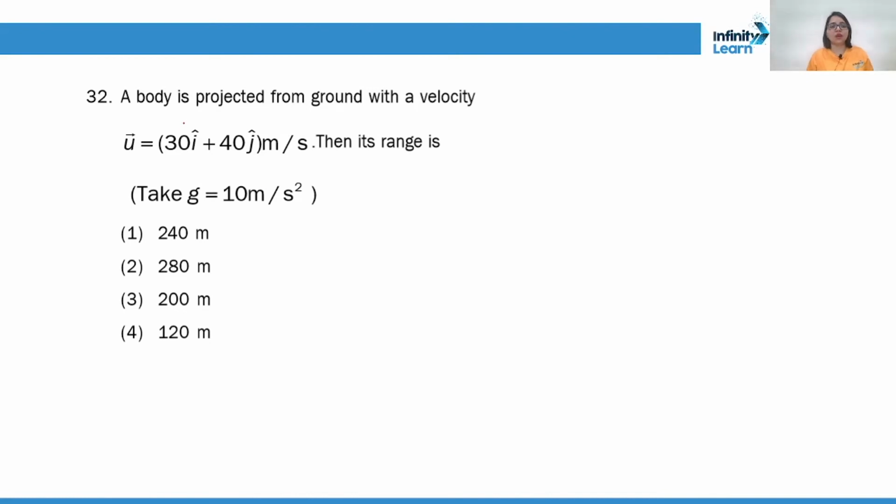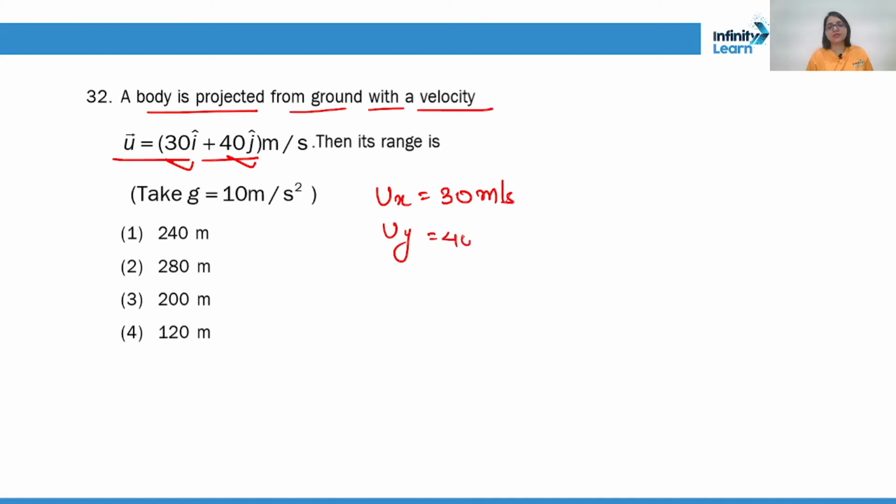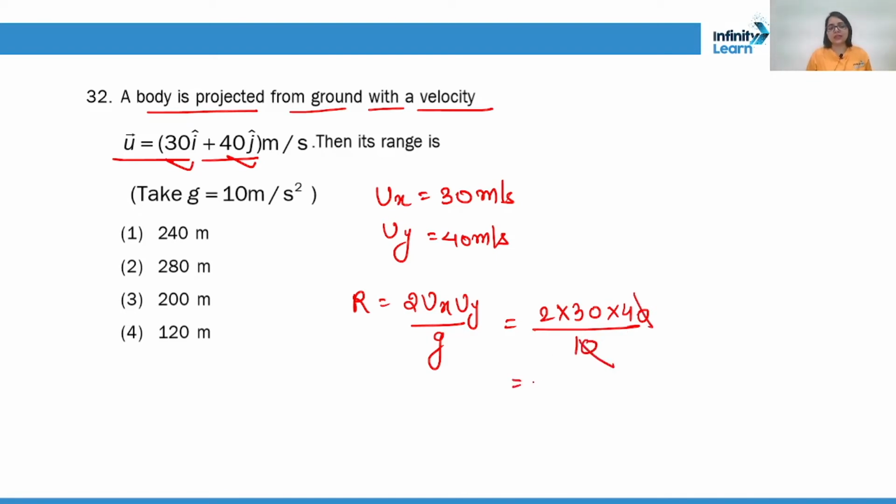Question number 32. A body is projected from ground with a velocity u vector equal to 30 i cap plus 40 j cap meter per second. Then its range is, take g as 10 meter per second square. So basically ux is 30 meter per second. This is x component. This is y component. So this is 40 meter per second, uy. Range is given as 2 ux uy divided by g. So this is 2 into 30 into 40 divided by g, which is 10. So this is 240 meter, which is option 1.